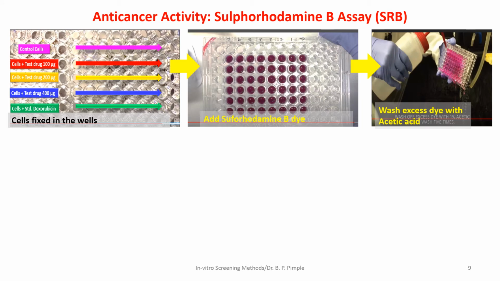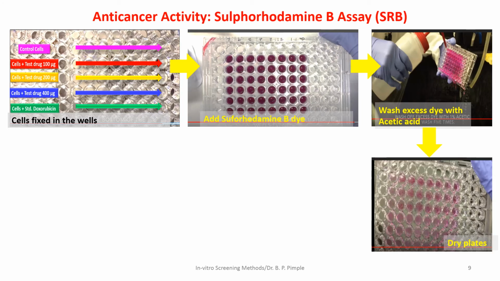Next, excess dye is to be washed out. Like the same process we do during staining of our tears, we soak it in a dye and we wash it with water. But here, the washing is to be done with acetic acid. Now, acetic acid will take away the excess dye. Next, the plate that has been washed with acetic acid is to be dried. Now, this is the dry plate, how it appears.